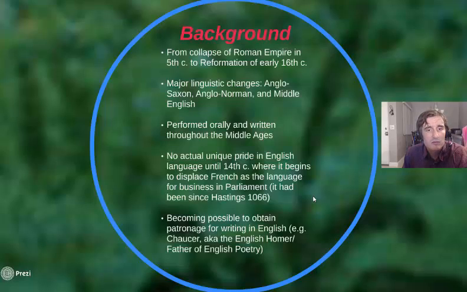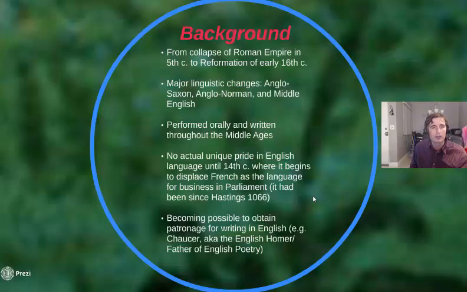And this is marked with Chaucer usually, who brings more attention to vernacular English. And that's one of the reasons that Chaucer is considered important, for how his poetry being written in the English vernacular gave more attention to it. Because before then, as it says here, the vernacular English was starting to displace French as the language for business and parliament.